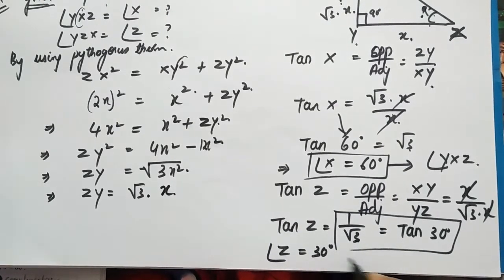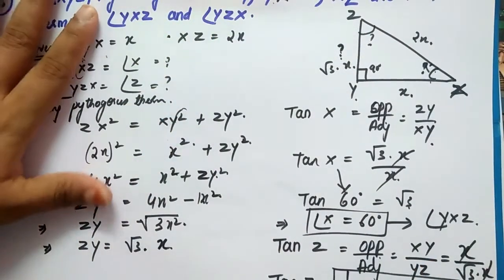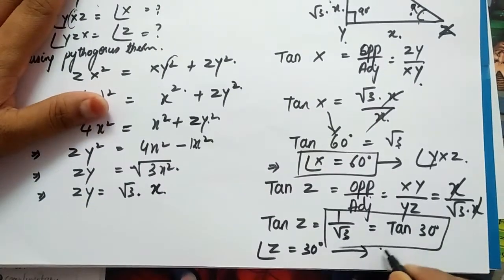This is 30 degrees. And since in the question it is given in this form, angle yzx, we will be writing it in the same way. Angle yzx, we got the answer.